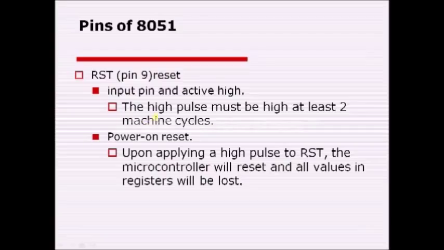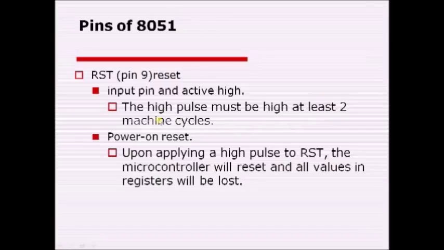Now here the high pulse must stay high for at least 2 machine cycles. We have to give a logic high signal on this reset pin for 2 machine cycles, then only the controller gets into the reset state completely. If you give less than 2 machine cycles, it will not work properly. So we have to maintain a logic high pulse on this reset pin for a period of 2 machine cycles. Now what is the period of a single machine cycle? That we have to calculate.